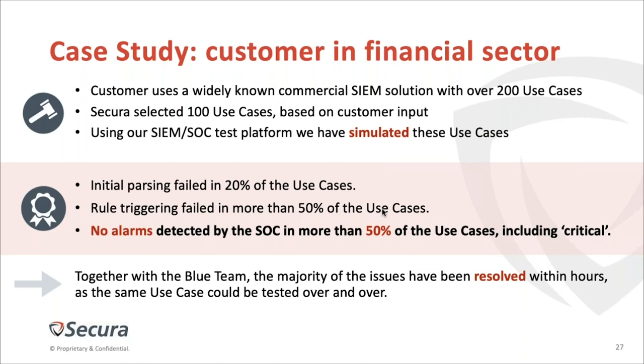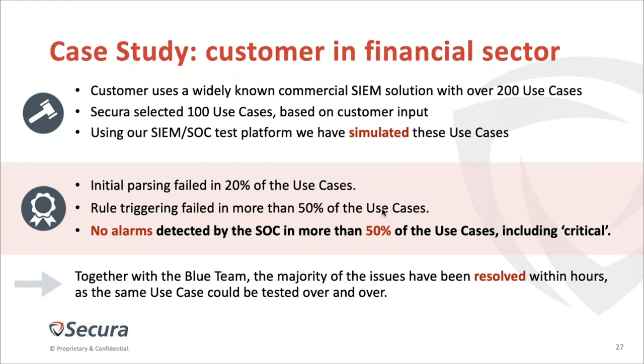So what we did is we selected 100 of their use cases, and we implemented them in our simulation platform. So we simulated events, and we executed them one by one together with their blue team. We sat in a room together. At that time, that was still a possibility. And we ran those use cases. The initial parsing of these events even failed in 20% of the cases. So the SIEM didn't even understand the message coming in. Moreover, after that was adjusted in their SIEM, we figured out that in most of the cases where they would expect an alert, no alert was being raised.